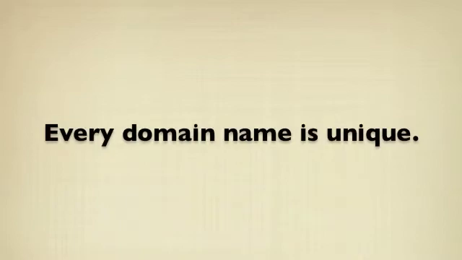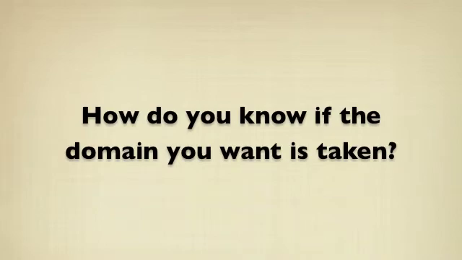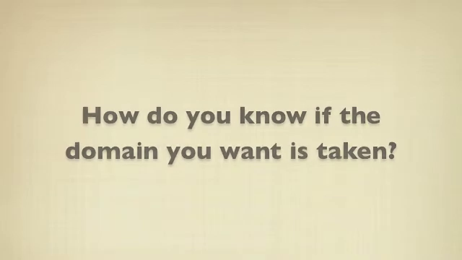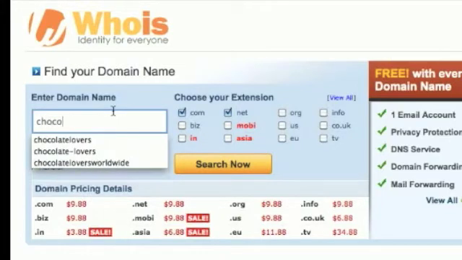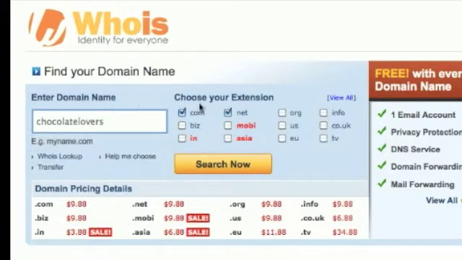Now every domain name is unique and there can only be one, so to check if your domain name might be taken, you can use sites like whois.com. So I'm on the Whois website, and let's say I wanted to register a domain called chocolatelovers.com. To search if it's available, we simply enter the domain name here, so Chocolate Lovers, choose the extension, and then hit Search Now.